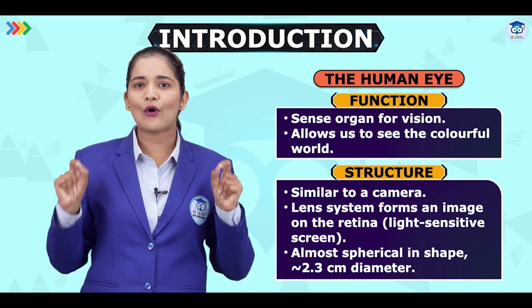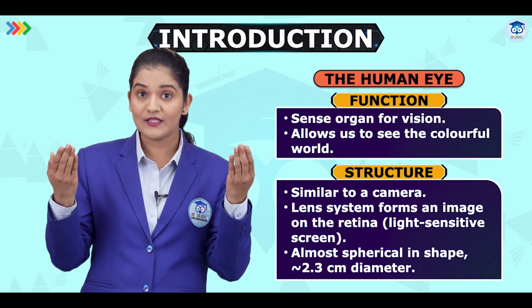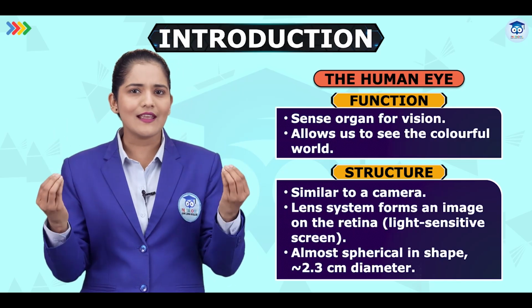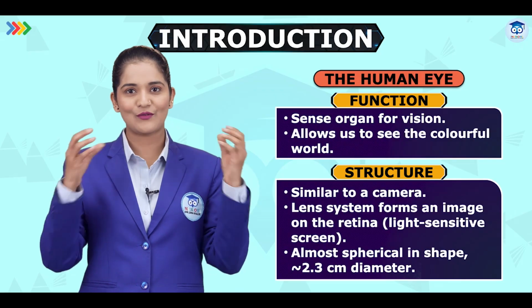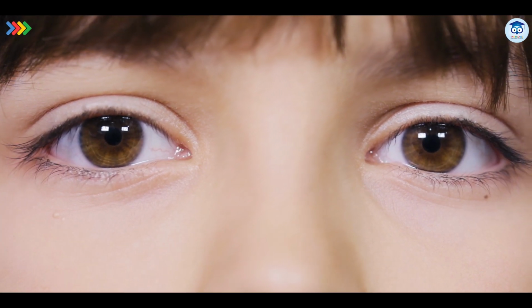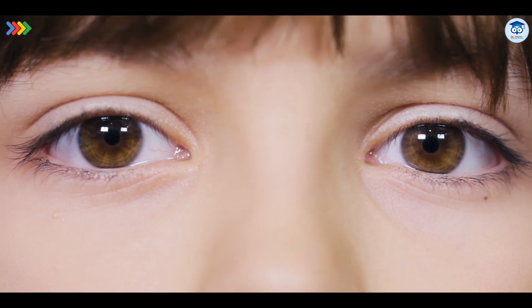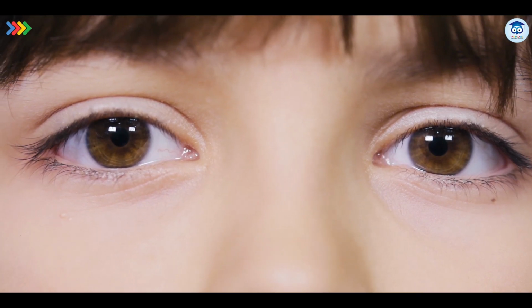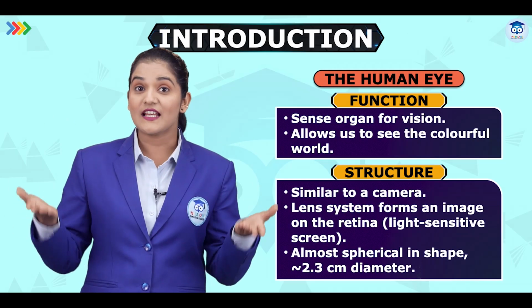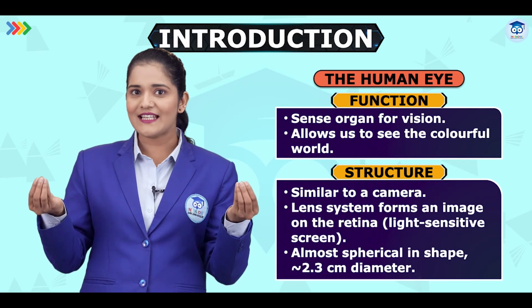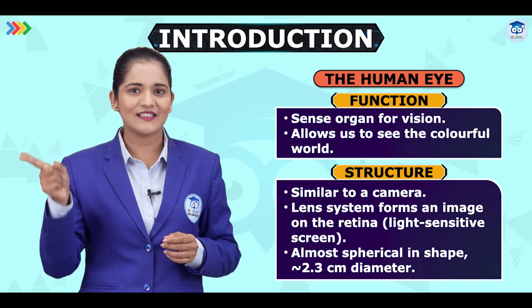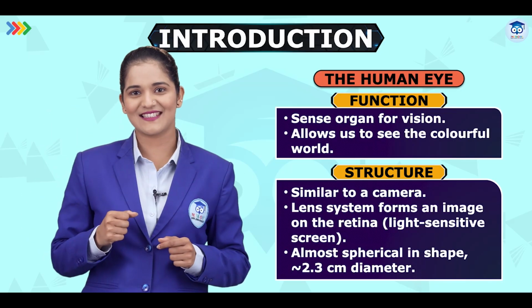It is the sense organ responsible for vision, enabling us to see and interpret the world around us. The human eye is the primary sensory organ that enables us to see objects clearly. It helps us perceive colors, light and objects at both near and far distances.